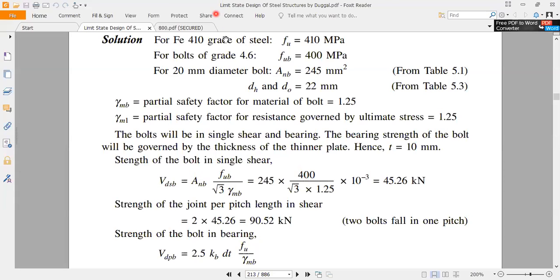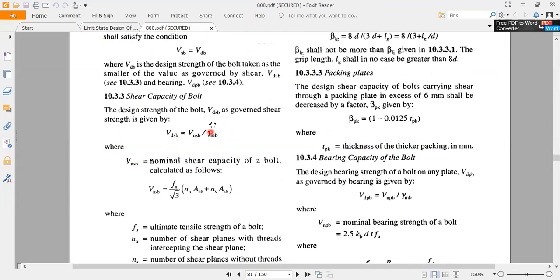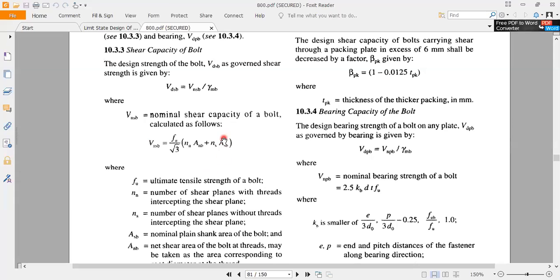सर और एक बार सर रिपीट करिए ना. So अच्छा, So हम लोग क्या करेंगे, strength of bolt in single shear is equal to this. We will write that formula. V_dsb is equal to V_nsb by gamma_mb. अब V_nsb की जगह पे हम लोग ये वाला पुट कर देंगे, है ना. एंड देन ये वाला क्या है, n_n क्या है और n_s क्या है. This is shear plane along the threaded portion and this is along the shank area, solid portion area, जहाँ पे थ्रेड नहीं होगा वो वाला.